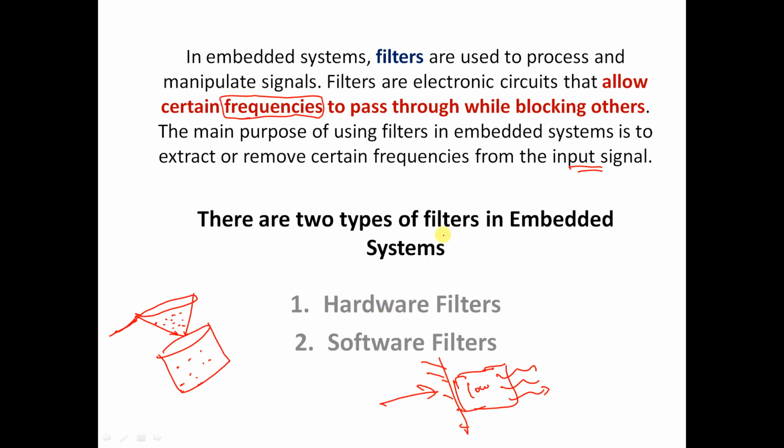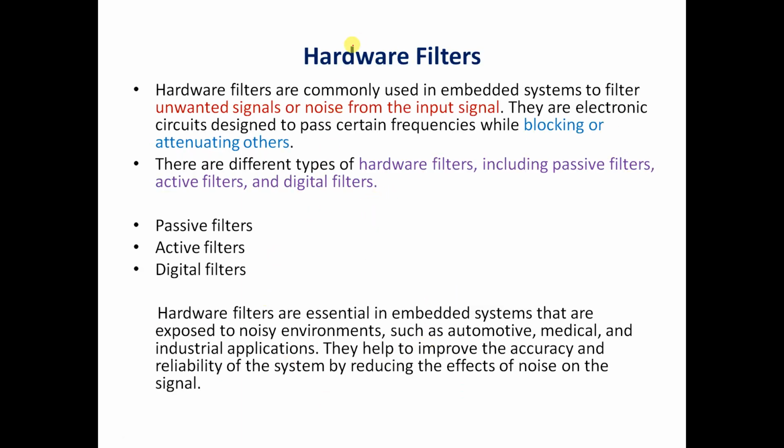Here we have two types of filters: hardware filters and software filters. In this video we are going to learn about hardware filters. Hardware filters are commonly used in embedded systems to filter unwanted signals or noise. They are electronic circuits designed to pass certain frequencies while blocking others. It may be blocking, or it may be attenuating, while allowing others. There are different types of hardware filters, including passive filters, active filters, and digital filters. We have three different types of filters.